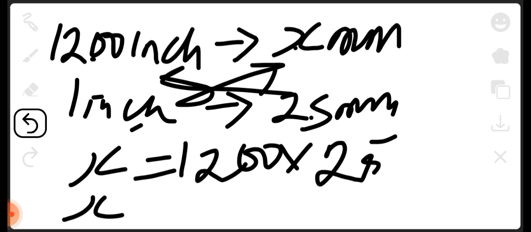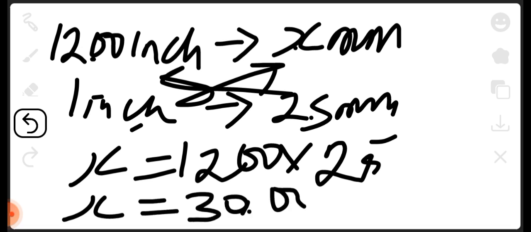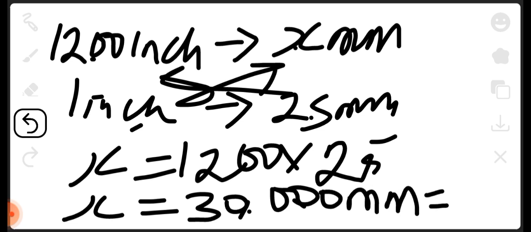30,000. Now the answer will be 30,000 millimeters. To convert to meters, just divide it by 1000. Divided by 1000 means just move the decimal point backward 3 times. So that will be 30 meters. So 100 foot is approximately equal to 30 meters.